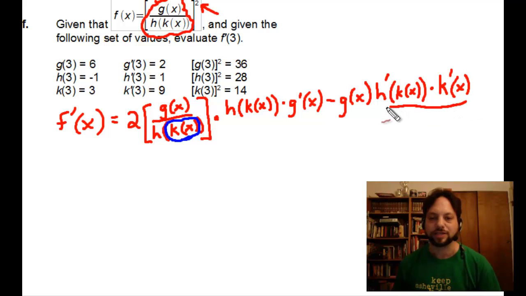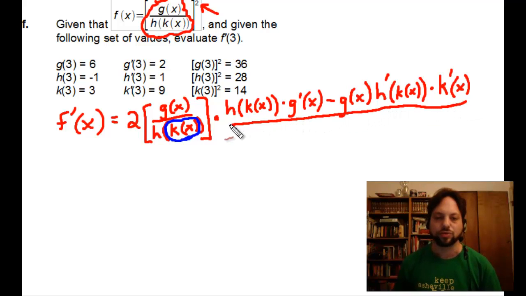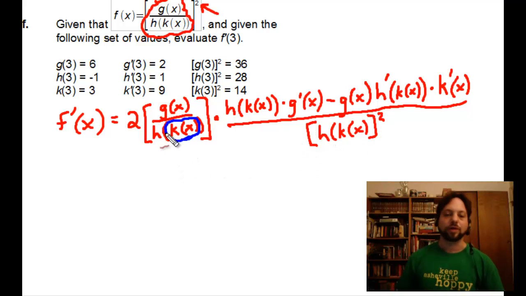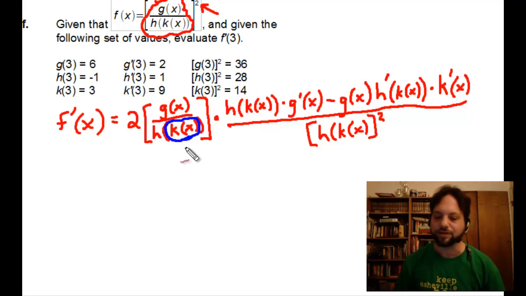And I have all that. Don't forget, with the quotient rule, we need to divide by the square of the denominator, which in this case will look like that. Alright, so good times. There's our derivative. Hope you enjoyed that. That was a lot of fun.